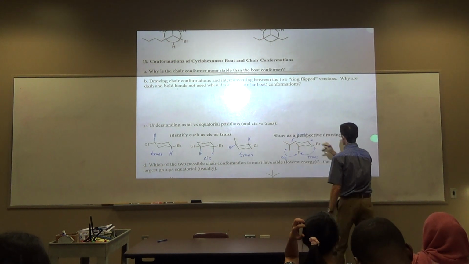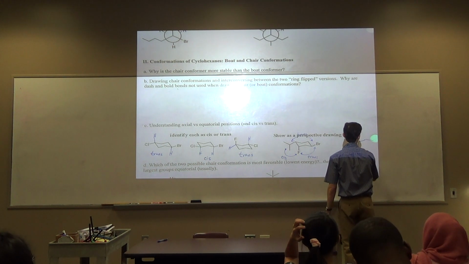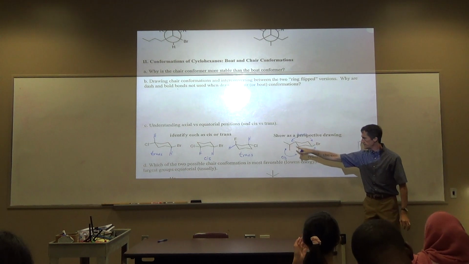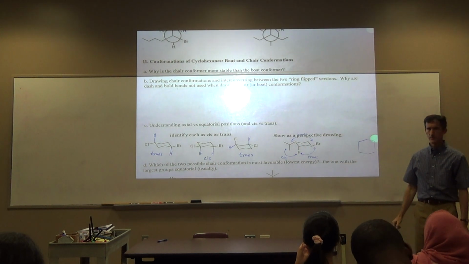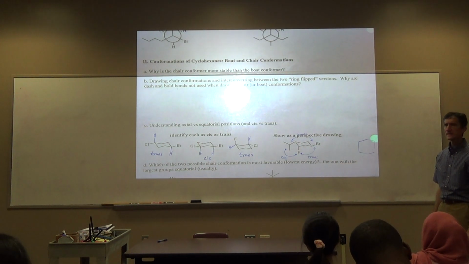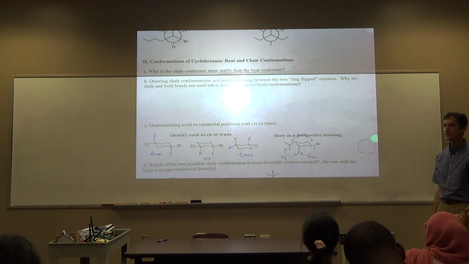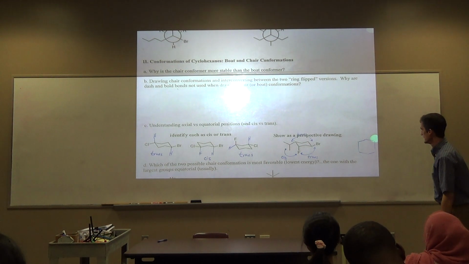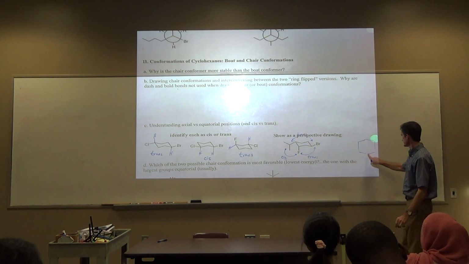If we drew this in a perspective drawing, perspective is when we do dashed and bold. Do not use dashed and bold in the chair conformations. You don't need it. And if you use it, you're doing something that's not needed and that's wrong. Not only is it not needed, it's just very not needed. It's not helpful.